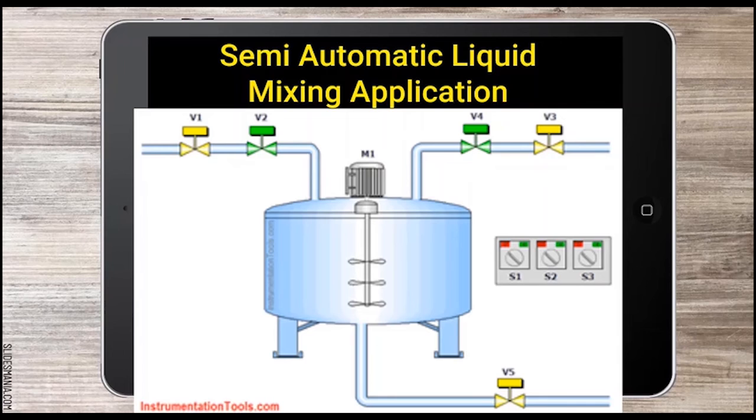The operator will observe the level of the tank and can discharge the liquid inside the tank by operating valve 5. The agitator motor 1 will be running while the tank is being filled. Valve 1, valve 3 and valve 5 are manual valves which are not connected to the PLC. Valve 2 and valve 4 are electronically operated valves which can be controlled by the PLC.